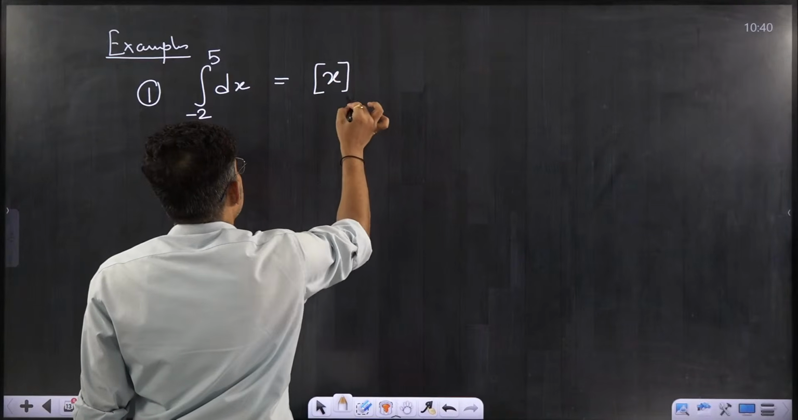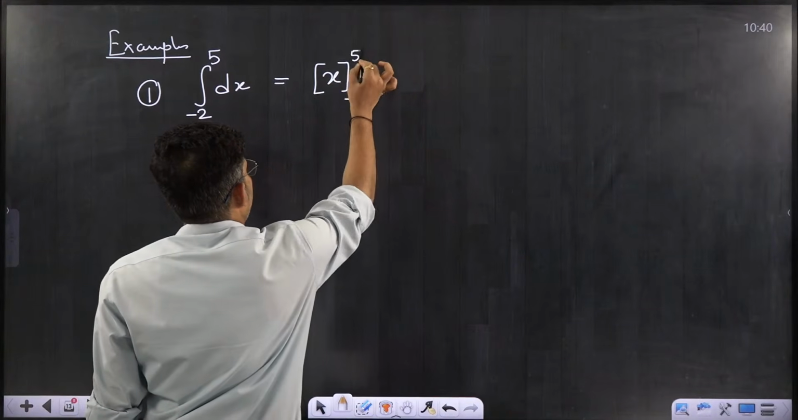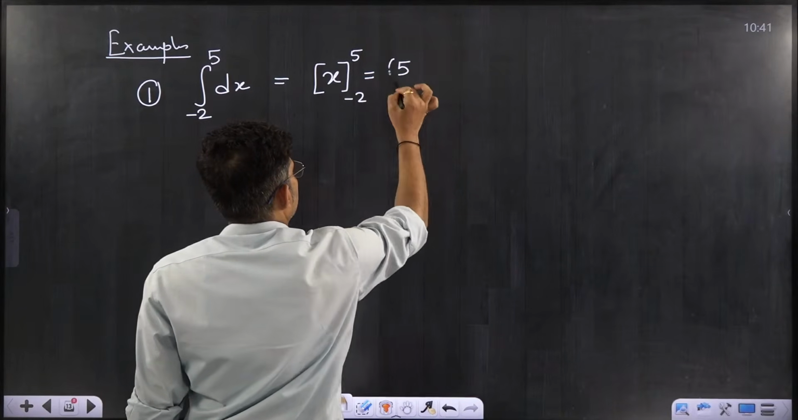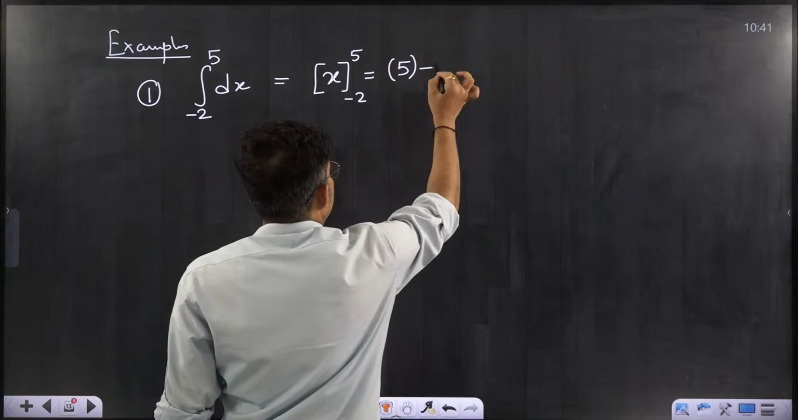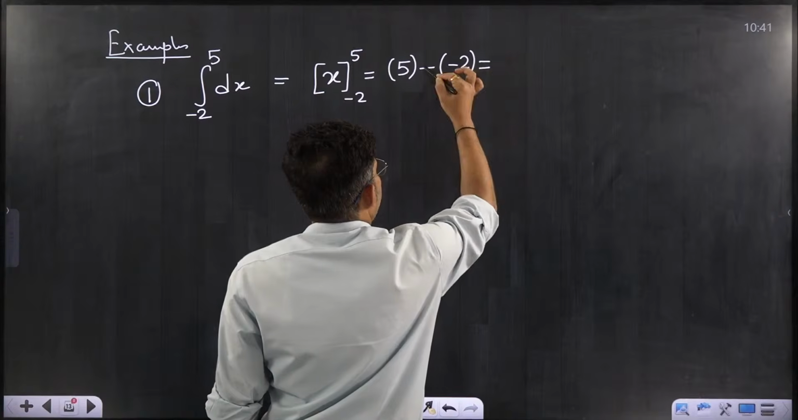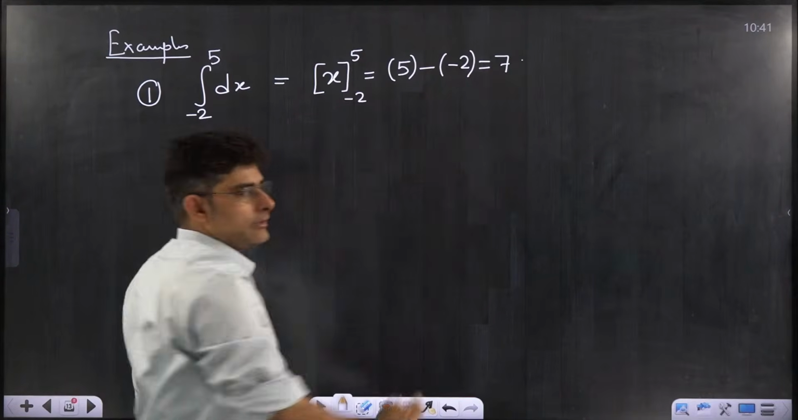Now you have to put the limits one by one. So first you will put x as 5, minus, now you will put x as minus 2. So 5 plus 2, which will become 7.